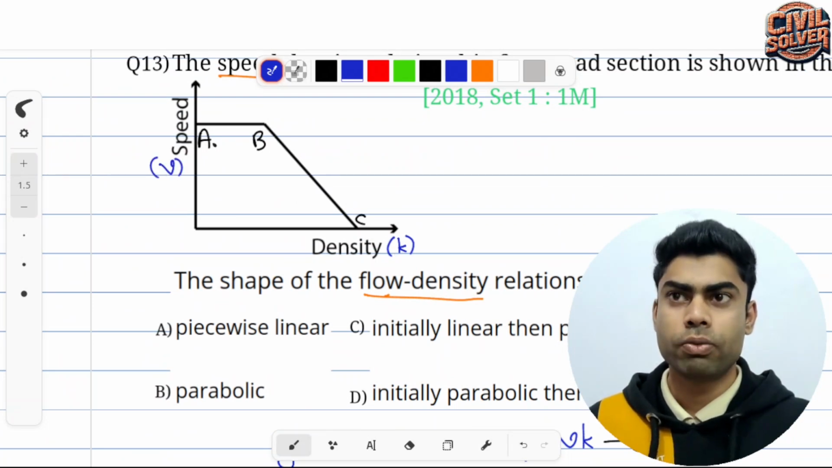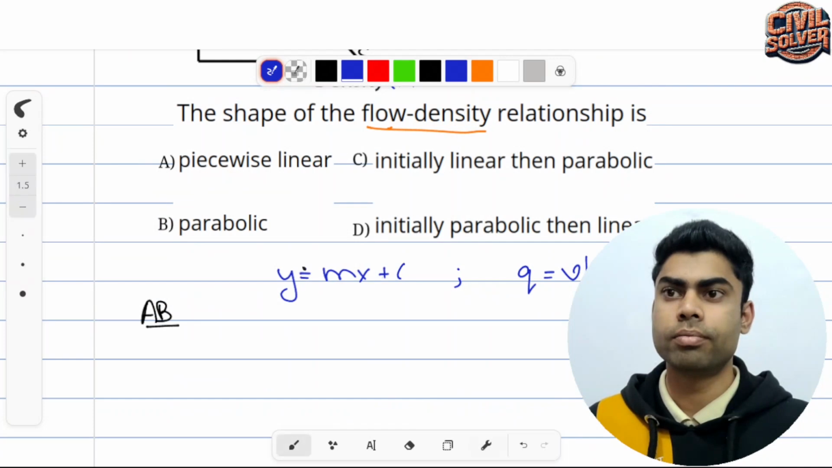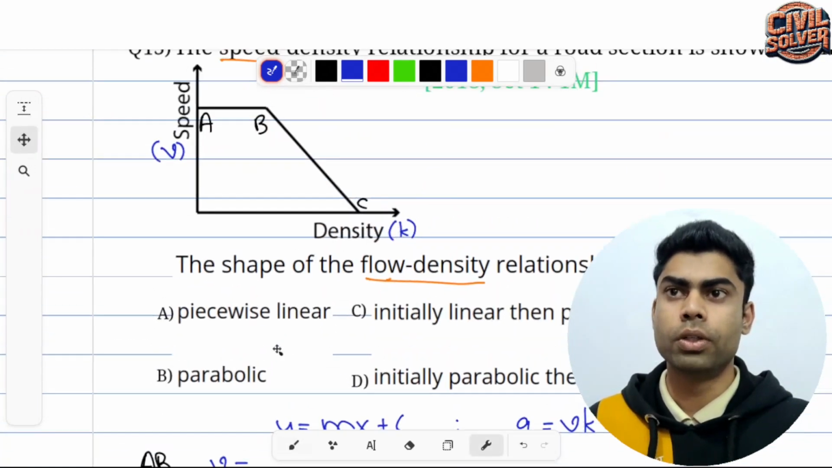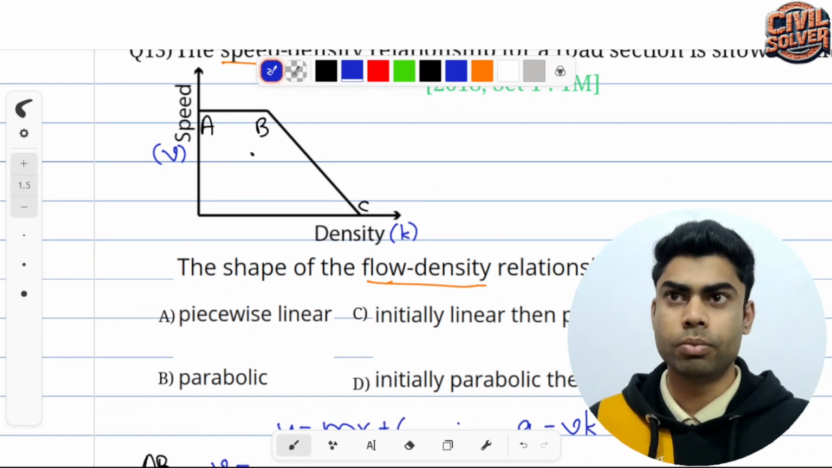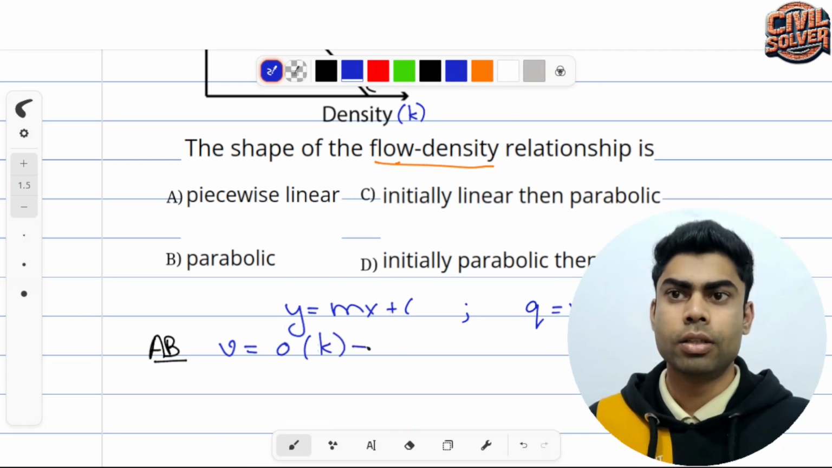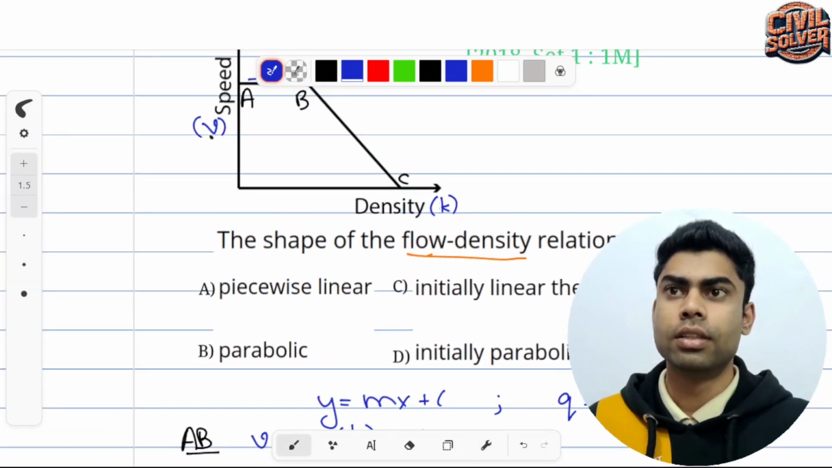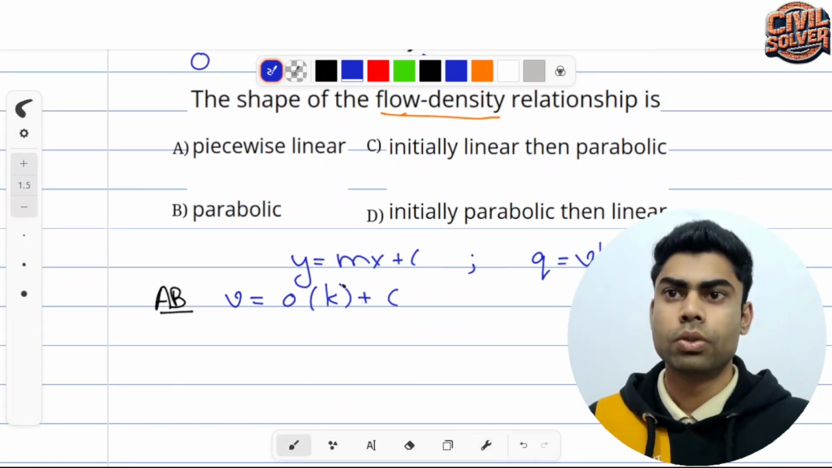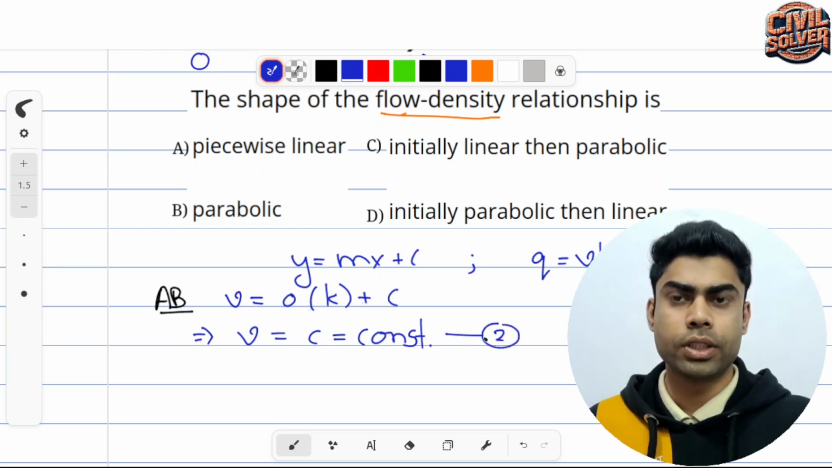Okay, so for the portion AB we have y, which is speed v, is equal to m, which is slope. What is the slope of line AB? 0, because it is horizontal. So 0 times x, which is k, plus c, the intercept is c. This length is c, and this is the origin. So that means we have speed v is equal to c, and c is nothing but a constant. Let us call it equation number 2.